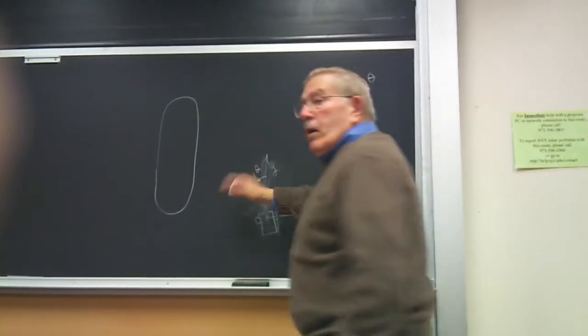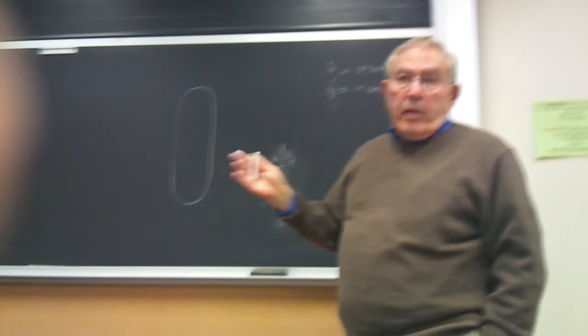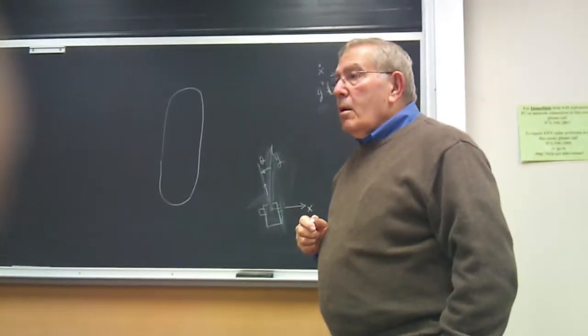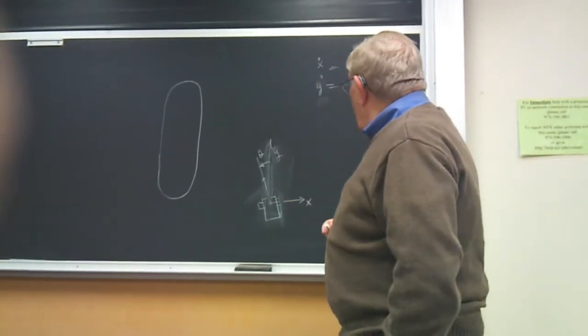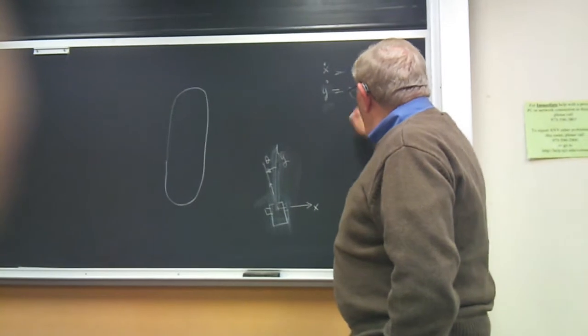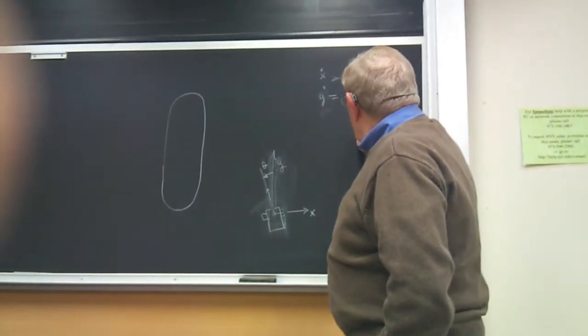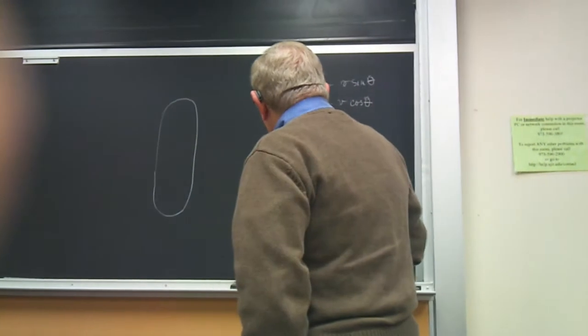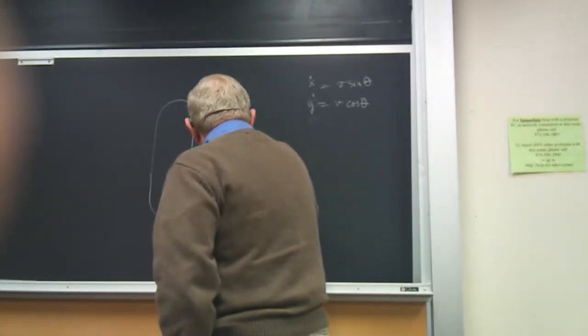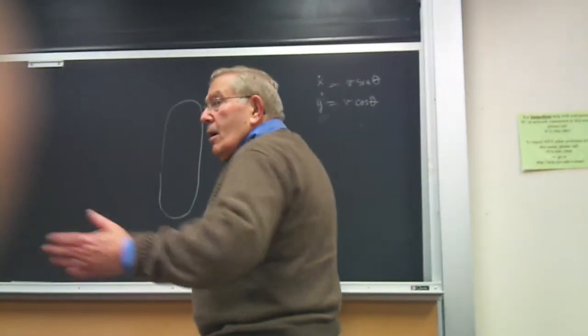It really doesn't matter. I can define theta any place I want. The y dot is v sine theta. Y is sine, and the x is cosine. Well, not the way I did it over here. Yeah, I know you do. But it doesn't matter.